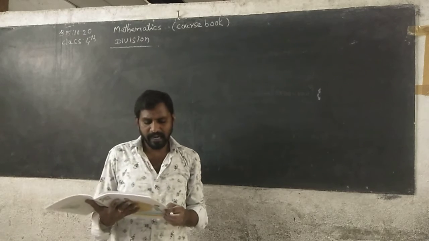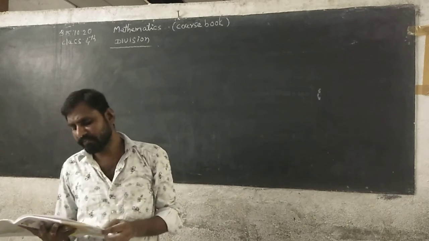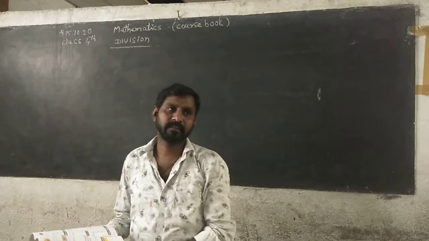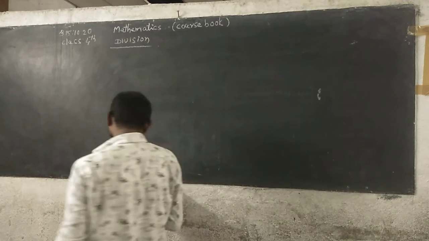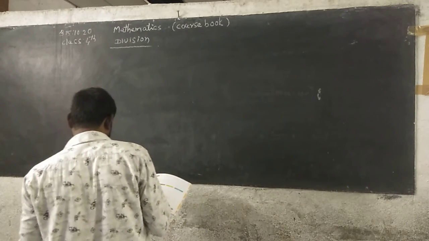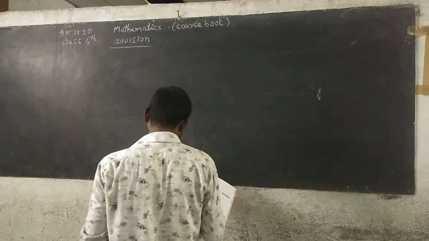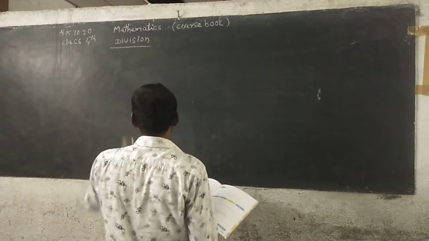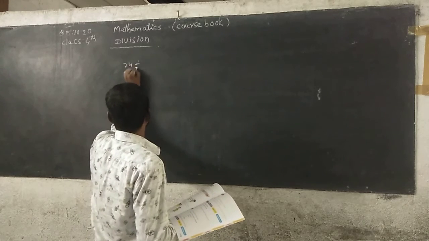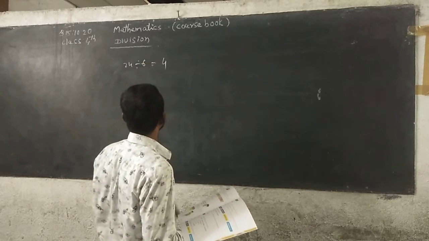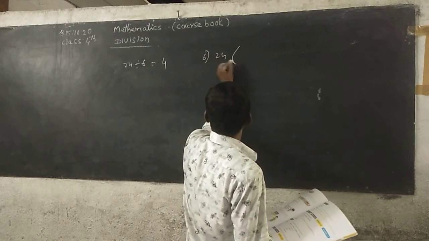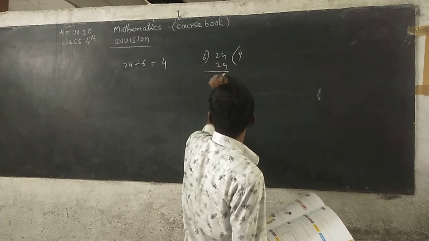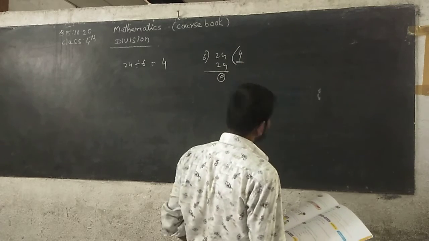See here, you know division is the opposite of multiplication. So here 24 is divided by 6, you get 4. 6 4s are 24. Each got 4 chocolates.